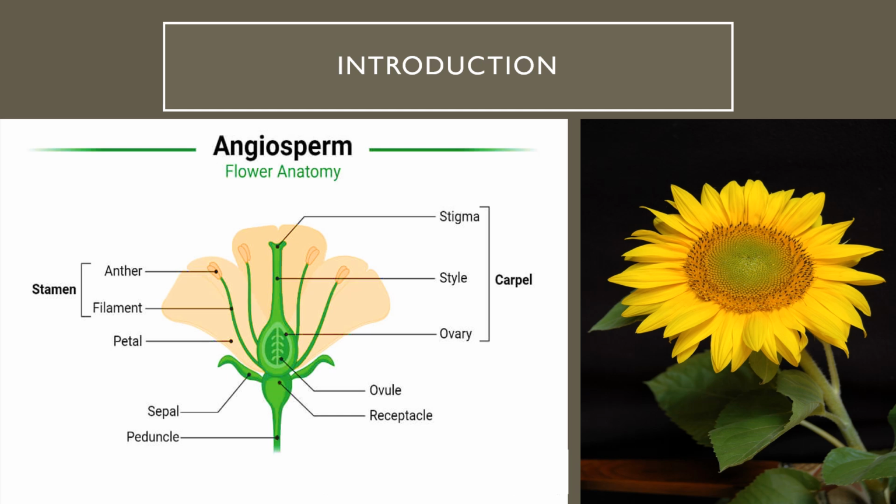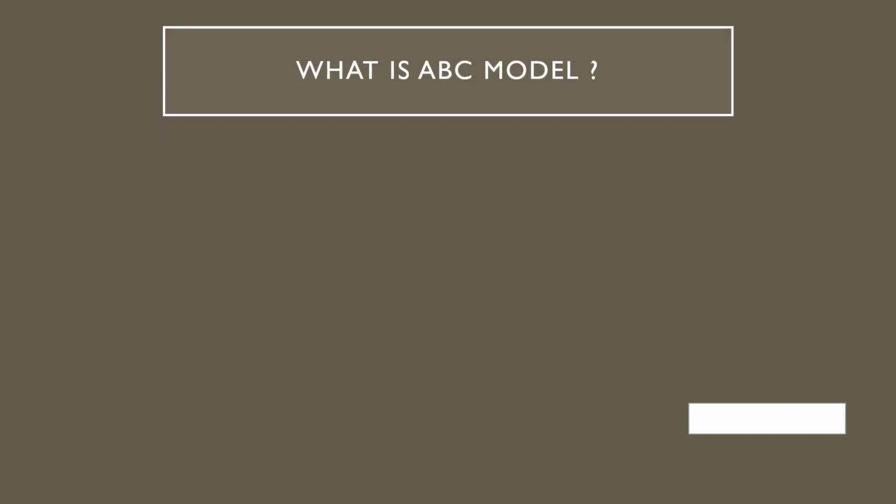In a flower, there are two parts, that is the male reproductive part and the female reproductive part. In the male reproductive part, you can see the presence of anther and filament, which collectively form the stamen, and carpel, जो कि बनी हुई होती है स्टिग्मा, स्टाइल और ओवरी की। तो अभी हमने फ्लावर के बेसिक स्ट्रक्चर के बारे में जाना है कि फ्लावर में पार्ट्स कौन कौन से होते हैं। तो अभी let's discuss the ABC model of flower development.